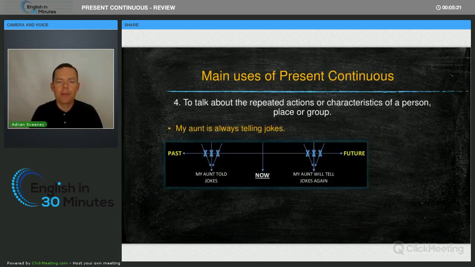Another one, my aunt. My aunt is always telling jokes. She's a lovely lady, very funny lady. So you know that in the past, my aunt told jokes. In the future, she will tell jokes again. So she tells jokes a lot. That's the kind of woman she is. She's a great woman.